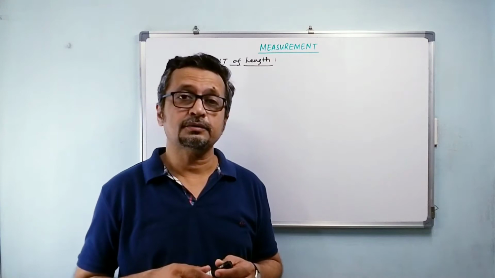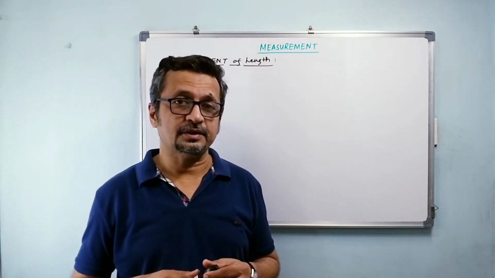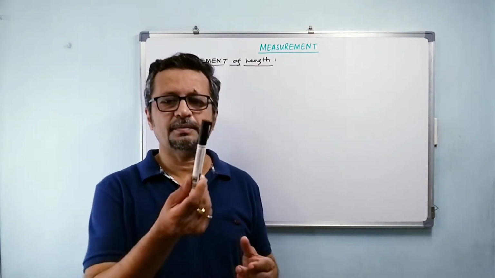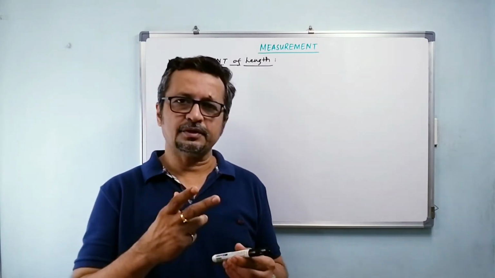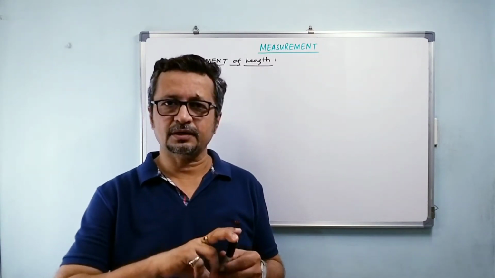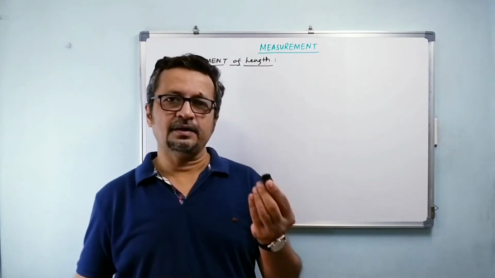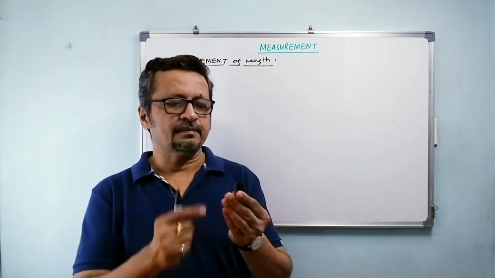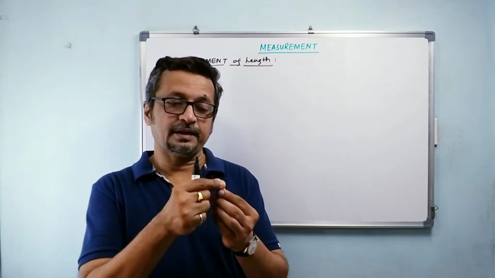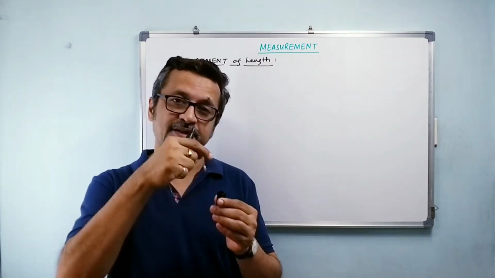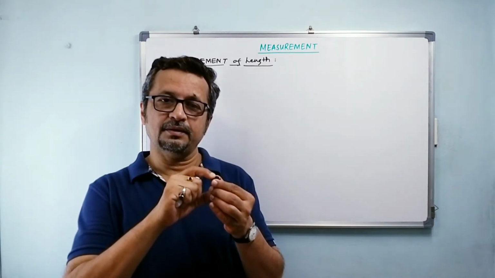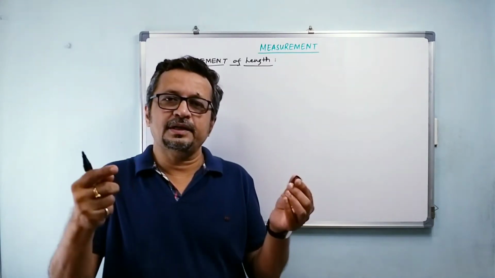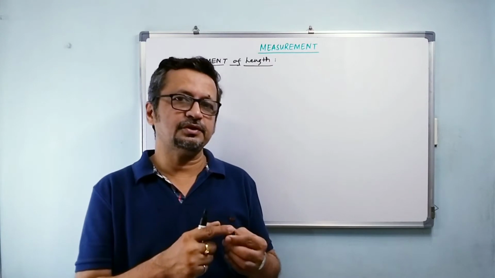What about measuring the diameter of a sphere, or the diameter of this marker, or the length of this marker? If I take the cap of this marker, I can measure the outside diameter, the inside diameter, and the inside depth of this cap, correct? So ultimately it is measuring distance between 2 points, correct?